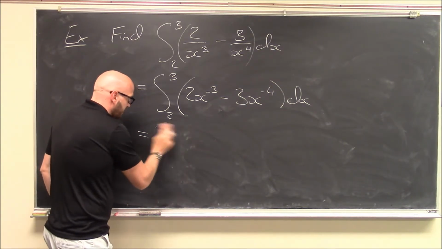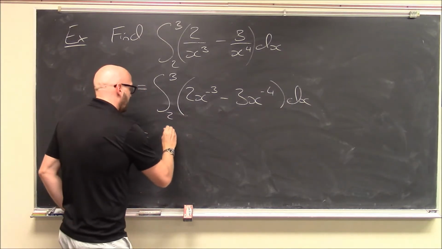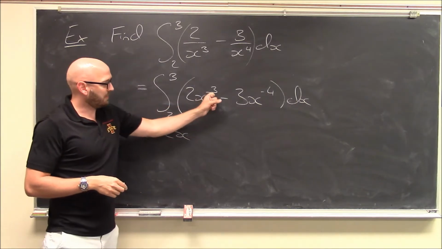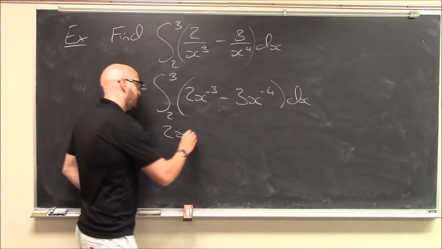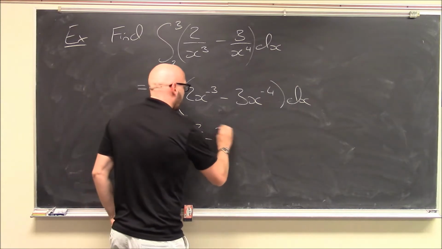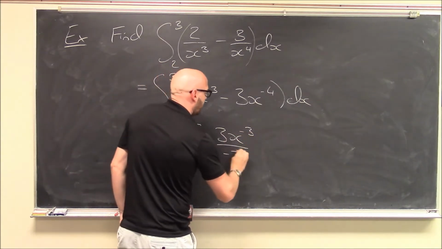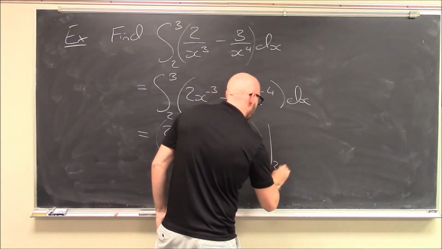I'm going to drop the integral sign here because I'm actually integrating at this point. So what do we have? We've got 2x to the, increasing the power by 1, always a little bit confusing because it's negative, 1 bigger than minus 3 is minus 2. Minus 2 divided by minus 2. Minus 3x to the minus 3 divided by minus 3. From 2 to 3.